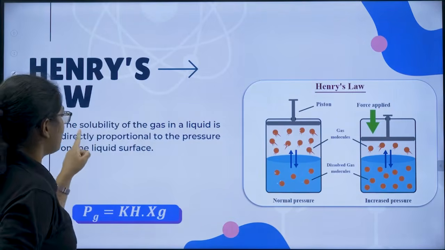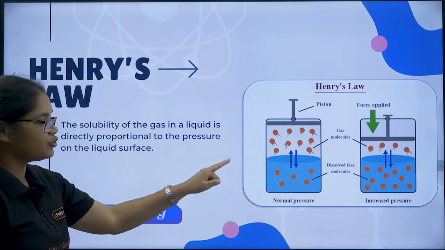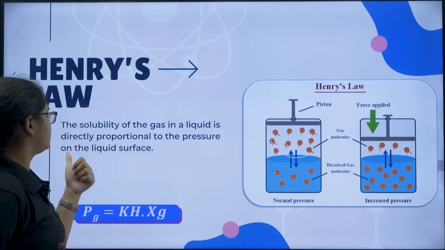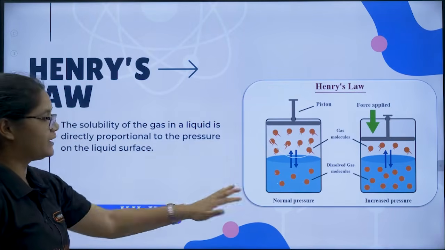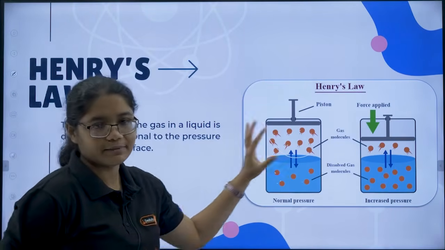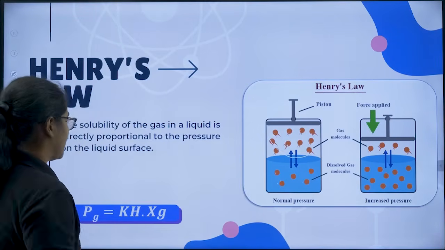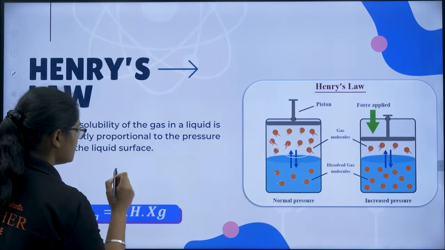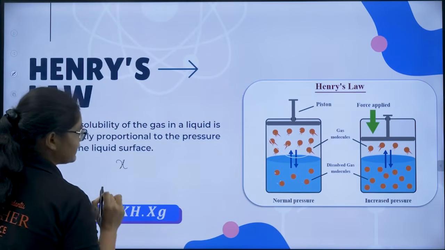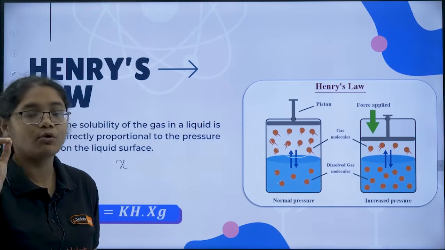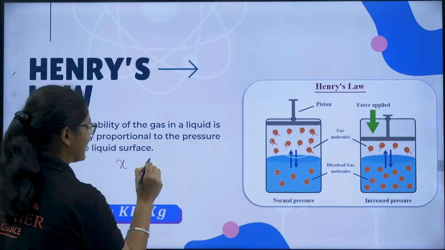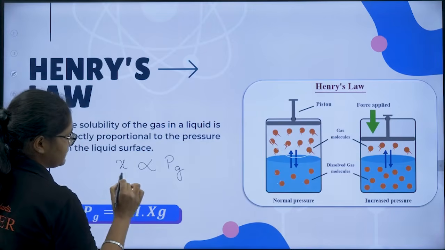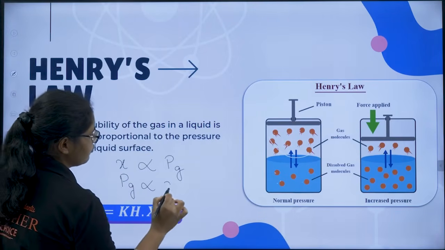What does it say? Solubility of the gas in a liquid is directly proportional to the pressure on the liquid surface. How do we represent that? I can write this one, see. Now I represent solubility as mole fraction. Solubility of the gas is proportional to the pressure, or I can say pressure of the gas is proportional to mole fraction of the gas.